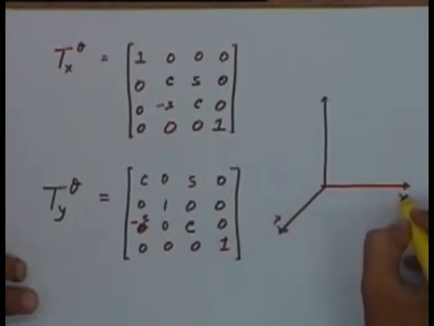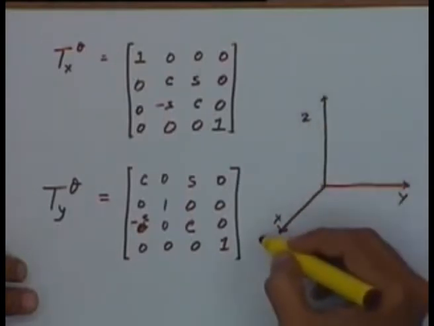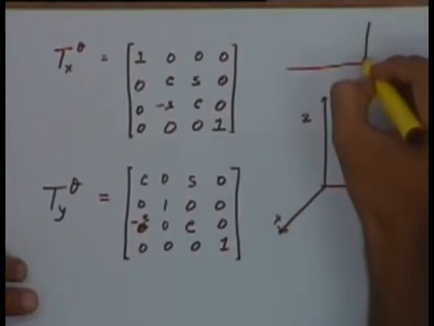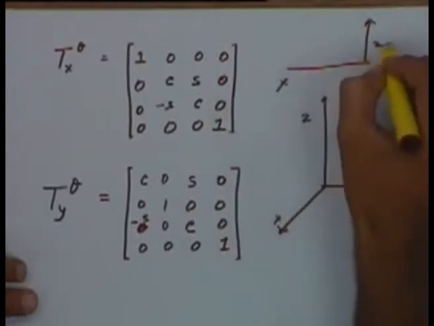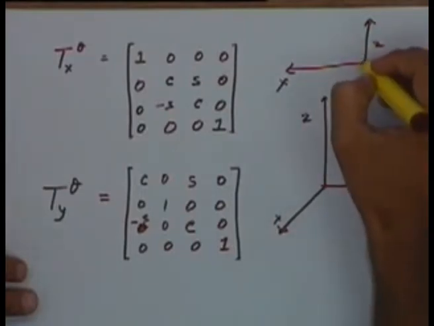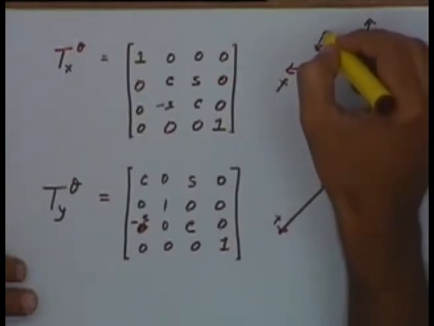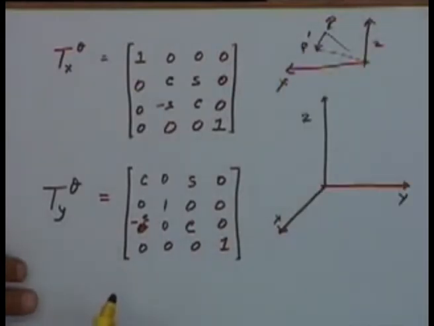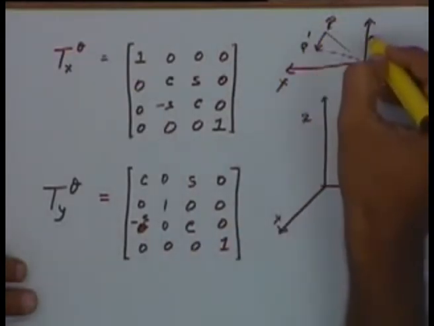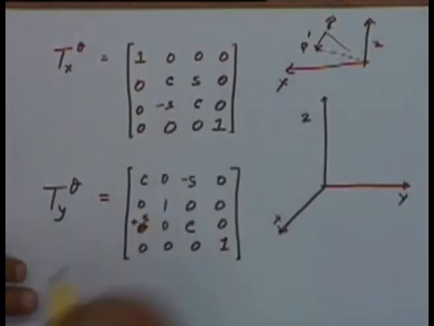Okay, X, Y, Z. On this XZ plane, I am drawing the XZ plane now. This is X, this is Z. I am rotating by an angle of theta. This is my point P, this will be my point P prime. The Z value of this point is going to decrease. Signs will be the negative of each other. So this will be plus, this will be minus.